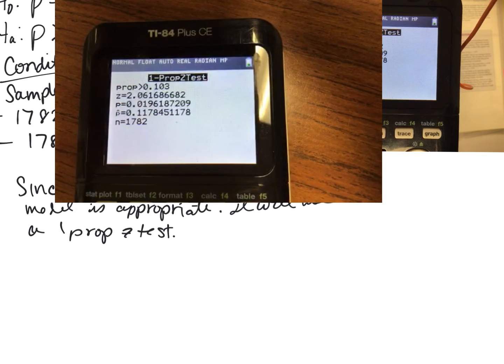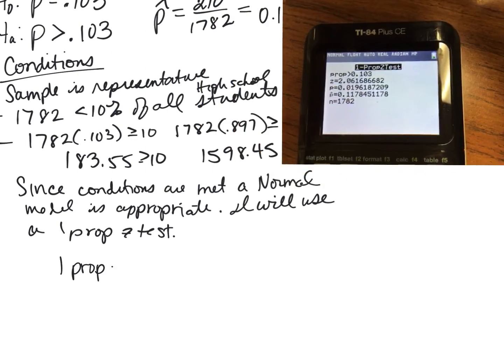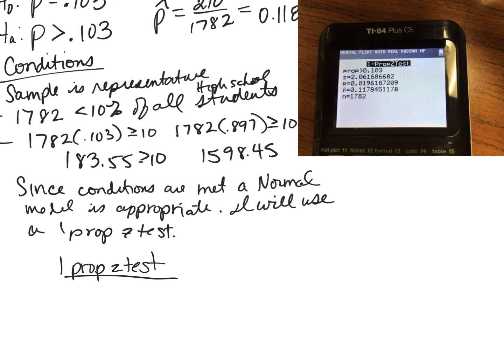We write 1-PropZTest. We underline it, and then we write down the information. And that's enough to show your work. You are allowed to have your graphing calculator on the entire test, multiple choice and free response. You are allowed to use the calculator commands to perform these tests. But you have to know what you're putting in.